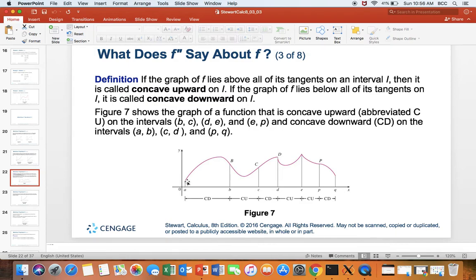Here, you are concave down starting from here to here. You are concave up from B to C. Concave down from C to D. Concave up. There is no slope here, mind you. There is no slope here. That is, these are pointed points, okay? Regardless, concave up in between. Concave up here, concave down here. All right.